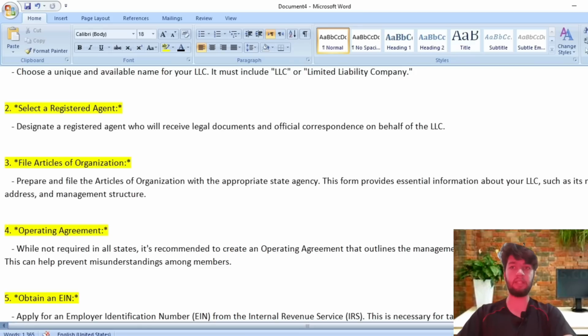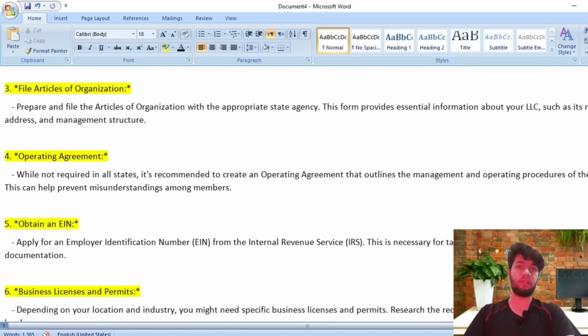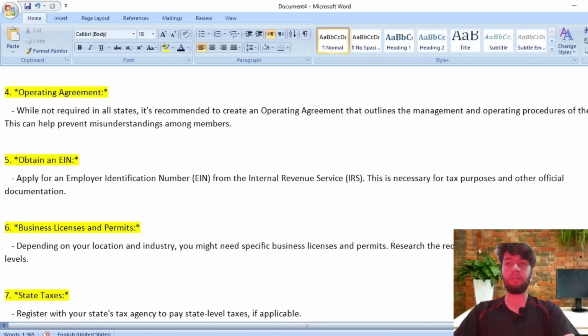Obtain an EIN. Apply for an employer identification number, EIN, from the Internal Revenue Service. This is necessary for tax purposes and other official business. Licenses and permits. Depending on your location and industry, you might need specific business licenses and permits. Research the requirements at the federal, state, and local level.